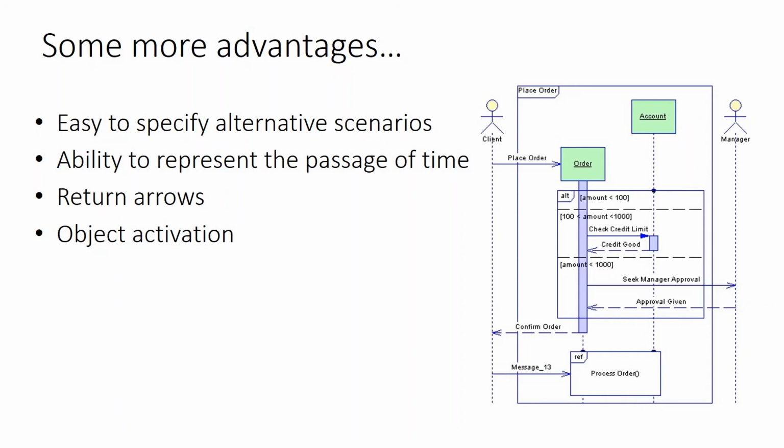Another advantage of the sequence diagram is its ability to represent the passage of time graphically. The order of the messages is very clear. A sequence diagram reads from top to bottom. Sequence diagrams can also include return arrows. Another feature that can be added to sequence diagrams is object activation, showing when the object is active.